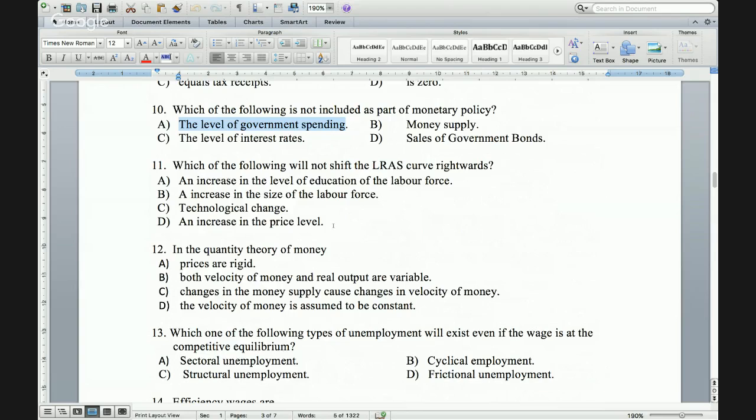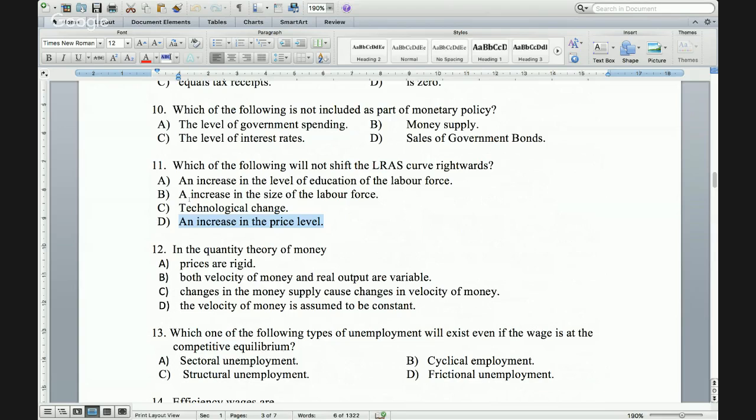An increase in the price level will not cause a shift. And it has connotations here with microeconomics. If there's any change in prices, that causes a movement along a curve. It doesn't cause a shift in a curve. So these three do cause a shift. Your answer for question 11 is option D. An increase in the price level does not cause a shift in the curve.